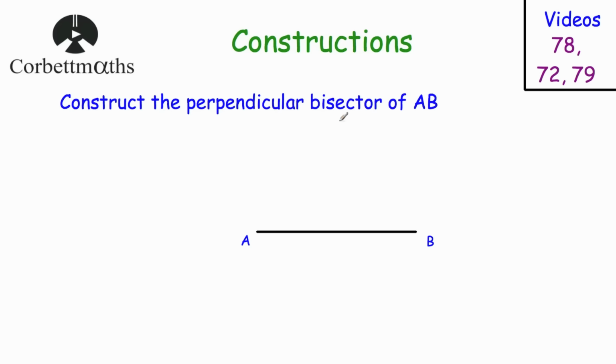So first of all, what is a perpendicular bisector? Perpendicular means 90 degrees and bisector means to cut in half. So if we were asked to construct the perpendicular bisector of AB, it would be a straight line that cuts AB in half going through the middle at 90 degrees. So it would be cutting this line AB in half at 90 degrees.